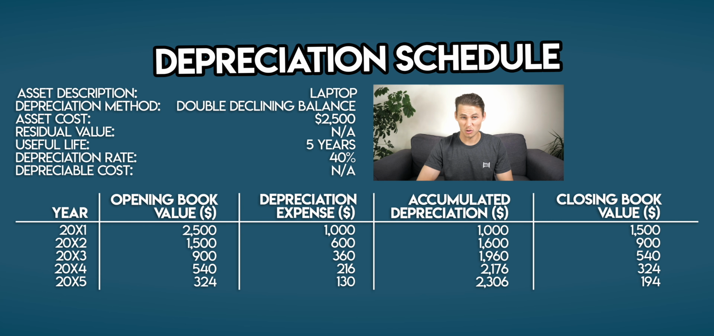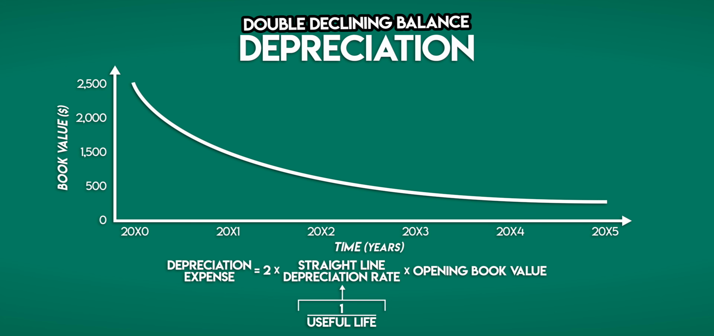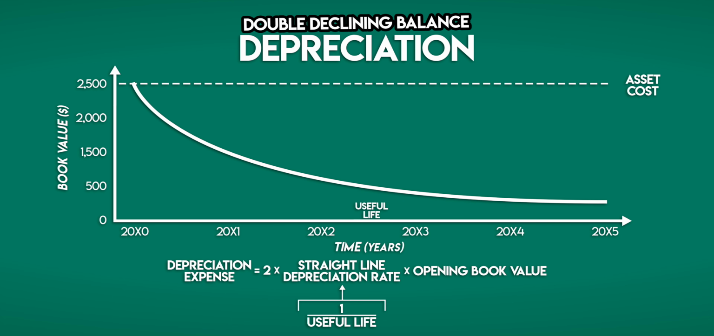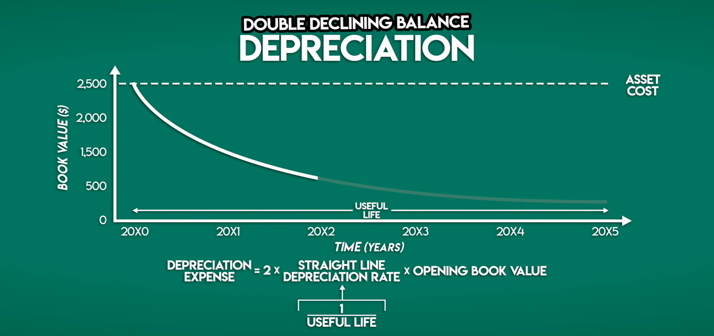Let's see this plotted on the graph. This is your laptop's book value over time. Your asset cost at the beginning is $2,500, and it has a useful life of 5 years. The depreciation expense is variable because it changes each year, and it's accelerated because it's higher in early years. But the double declining balance method isn't the only accelerated depreciation method. In the next video, I'll cover another one called sum of the year's digits.